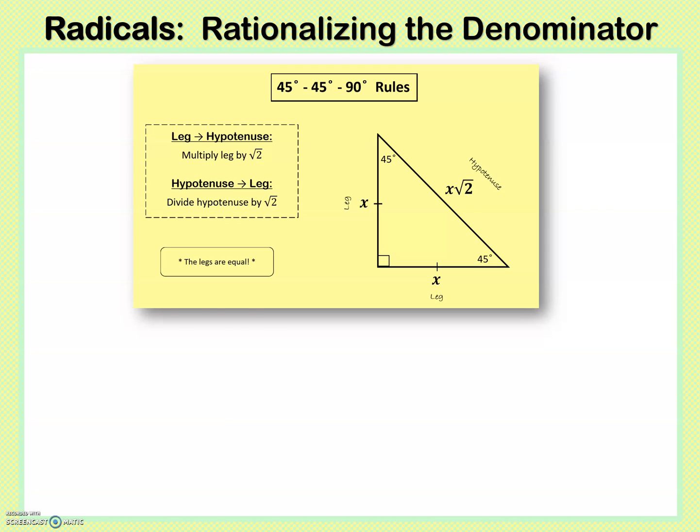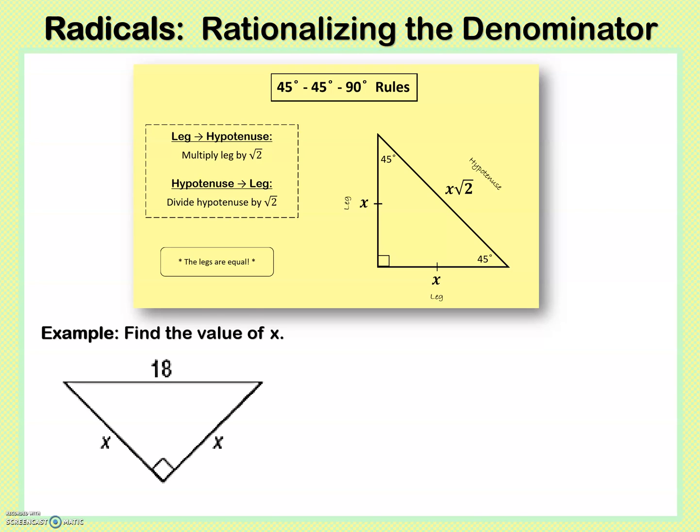So let's use this as an example. It says find the value of x. Now we know that this is the hypotenuse because the legs are both x. This is an isosceles right triangle. We see the right angle here. These angles we know are congruent, as well as the sides. So we're starting with the hypotenuse, and we need to find the leg length. Well, our rule says that we divide the hypotenuse by radical 2. So we divide 18 by radical 2, and this would actually be our side length.